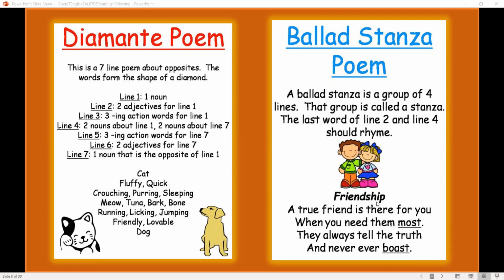For example, this one on friendship. A true friend is there for you when you need them most. They always tell the truth and never ever boast. So the end of your second line and the end of your 4th line need to rhyme. Okay, so this is a nice easy one, but a ballad is very similar. Instead of having songs in the old days, they used to have ballads. And sometimes ballads can also tell a nice long story.